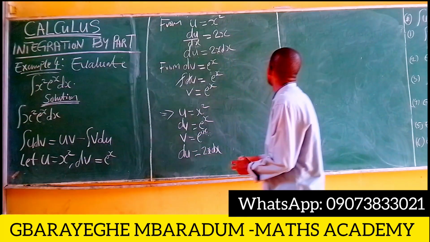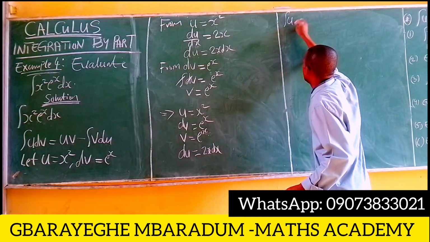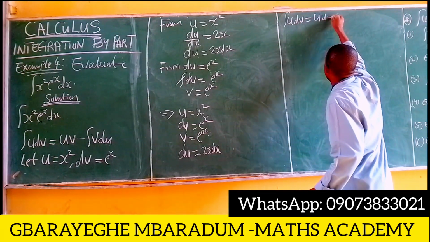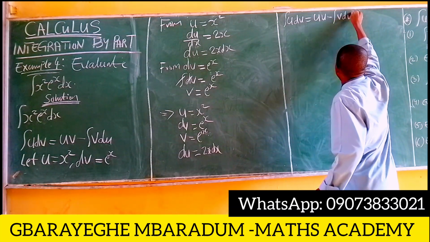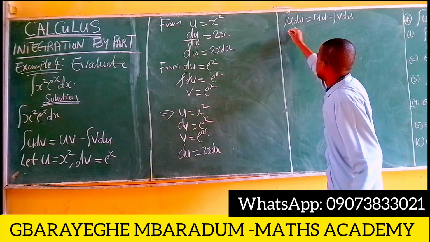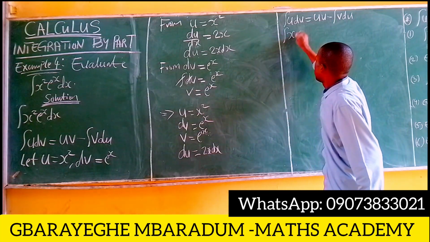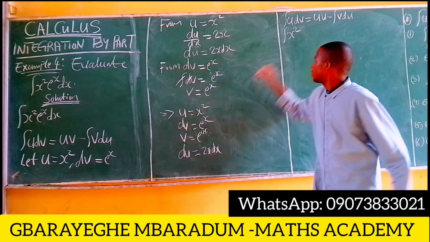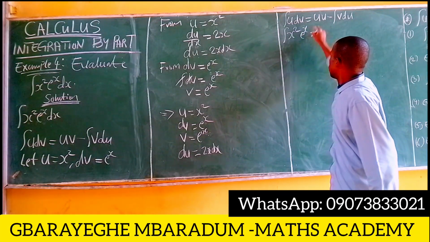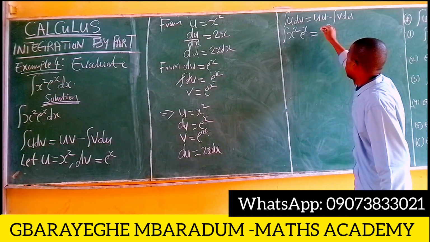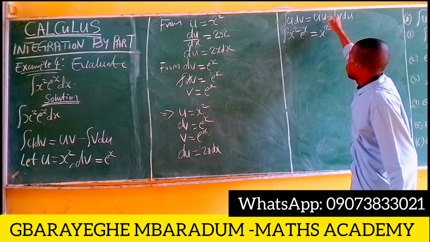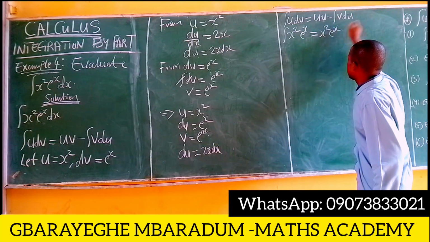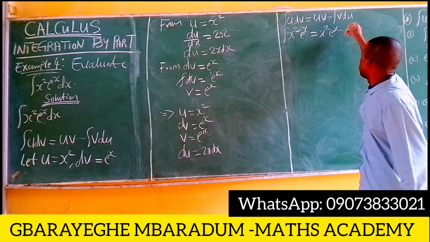Since we have gotten all the parameters, our first integration now will substitute those parameters into the formula. So the formula is the integral of u dv equals uv minus the integral of v du. You know that our u is x squared, and our dv is exponential x. We put x squared here. Our v is exponential x, right? Then there's a minus here, you put your minus.